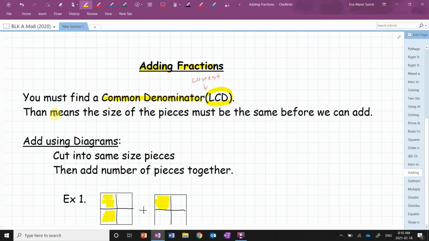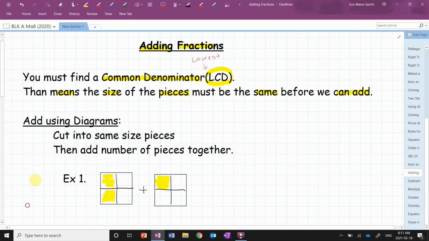When we do that, what it means is that the size of the pieces must be the same before we can add them. Right? That's like saying we take one giant piece of pizza and another giant piece of pizza and we add them together and we get two pieces of pizza. Well, if we took two mini-sized pieces and added them together, we'd still get two pieces of pizza. But they aren't the same size, so we can't really do that, okay? So we have to have them the same size so that we're talking about the same amount.